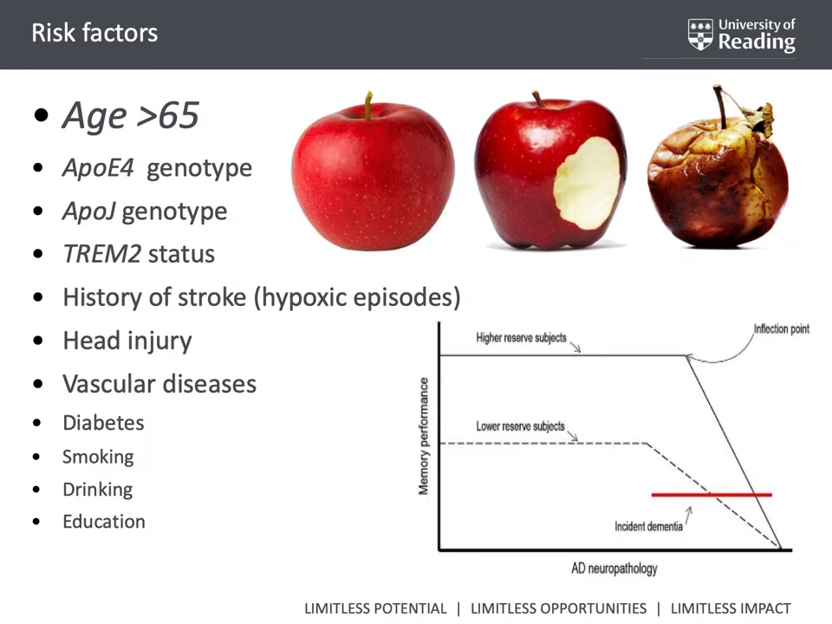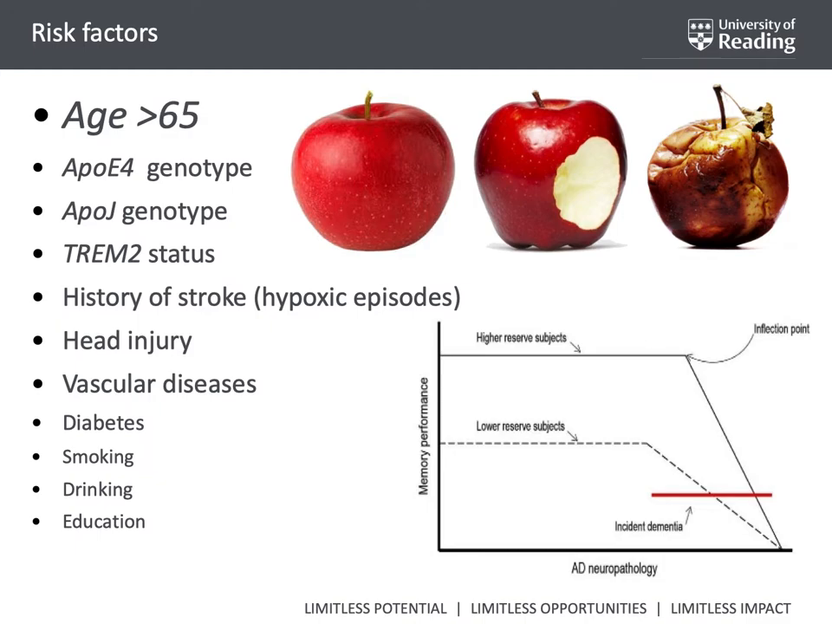The ApoJ genotype, this TREM2 status. This is a new and recent discovery looking at some of the different cell types within the brain. So starting to understand not just what the nerve cells do, the neurons that die, what about the microglia and the astrocytes? How do they contribute to the disease process itself? And this TREM2 encodes for a protein that is located on the microglia. So it suggests there's something about the inflammatory status of the brain that may predispose individuals to going on and converting to dementia.